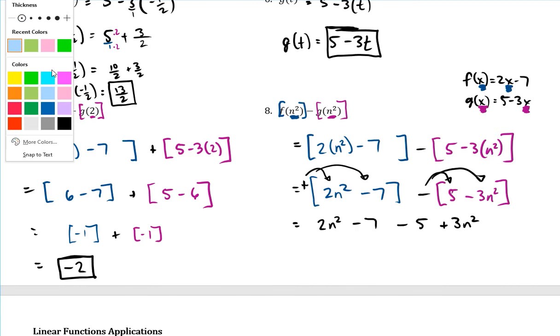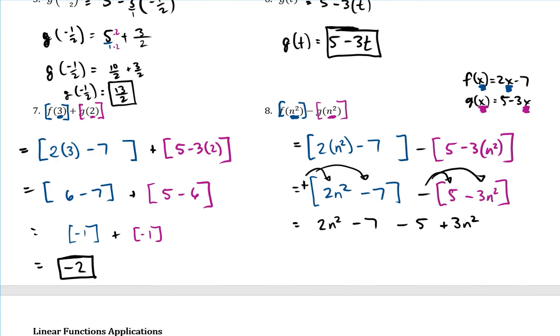So let's use some colored highlighters. I'm just going to use yellow. So the 2n squared plus 3n squared. So 2n squared plus another 3n squared. We're just adding the coefficients. So that is 5n squared. And then the minus 7 and the minus 5, well, negative 7 minus 5 would be minus 12. And then that's as far as it can go. That's as far as we can simplify. So that means that is our final answer.